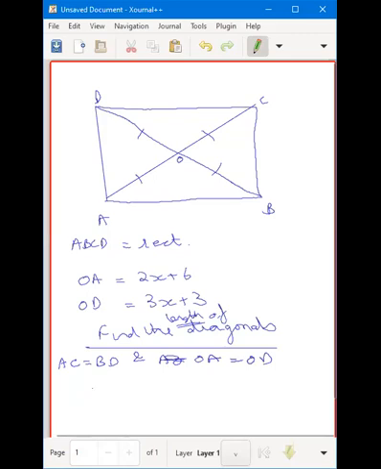So can I say 2x plus 6 is equal to 3x plus 3? Yes, sir. Because the diagonals are equal and they bisect each other, every half of the diagonal will be equal. Can you quickly solve for x? Yes, sir, I was solving it actually. Okay, what is the value of x? So just a minute.